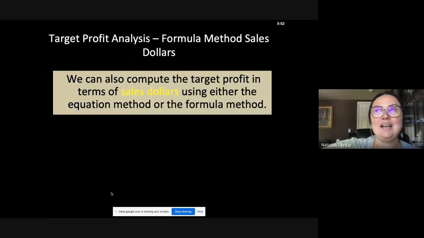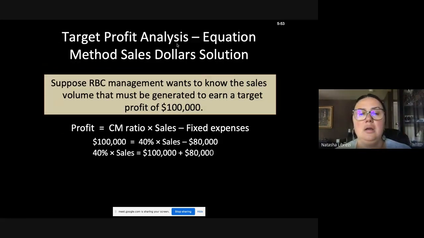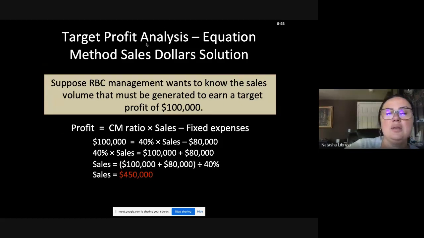What if the question asks for sales dollars? So we're going to use a formula method. And for that, we're going to use contribution margin ratio. So when the question is asking you sales volume or sales dollars, you're going to use percentage. And this is when we're going to apply equation method, not the formula method. And you're going to get yourself 450.